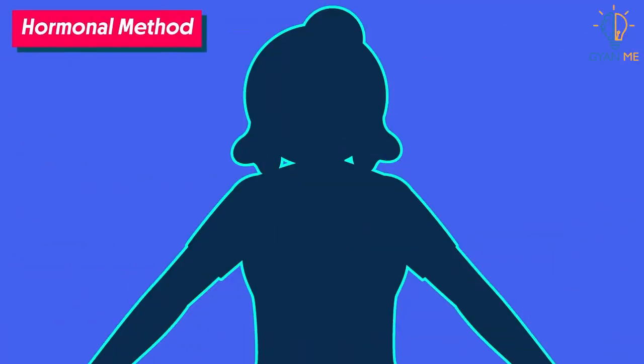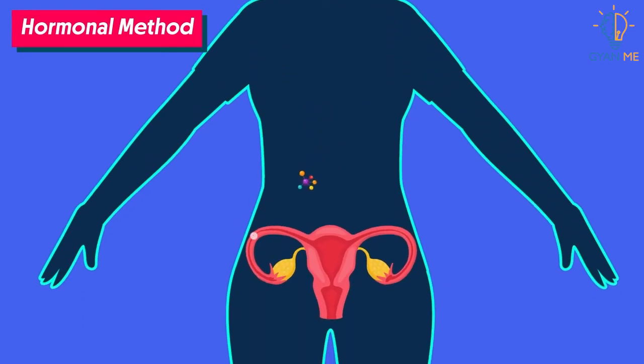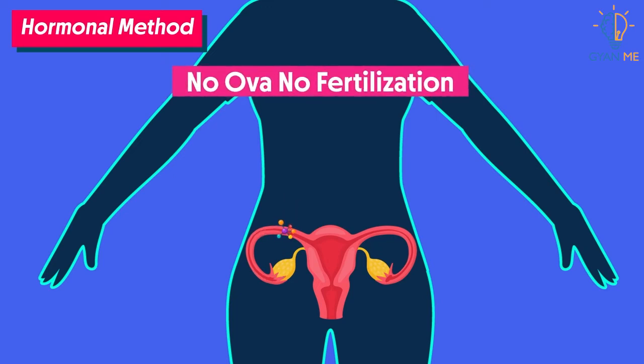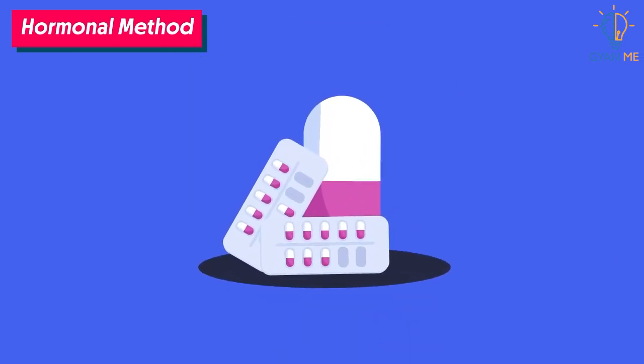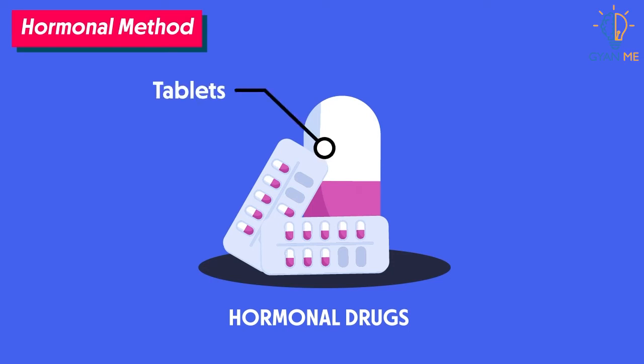Another category of contraception is by changing the hormonal balance of the body so that ova are not released and fertilization cannot occur. This is achieved by use of chemicals commonly called hormonal drugs. These are nothing but hormonal preparations commonly taken orally as tablets. These tablets are called contraceptive pills. However, since they change hormonal balances, they can cause some side effects too.